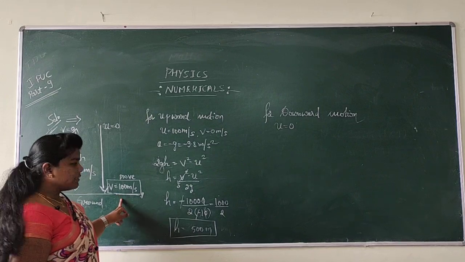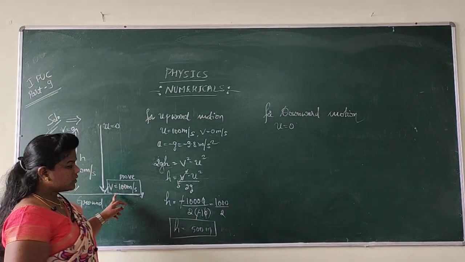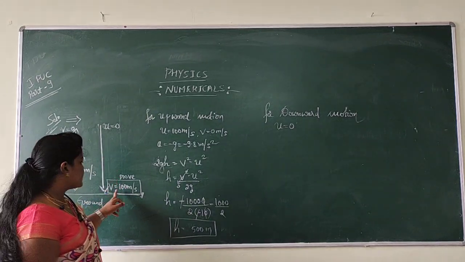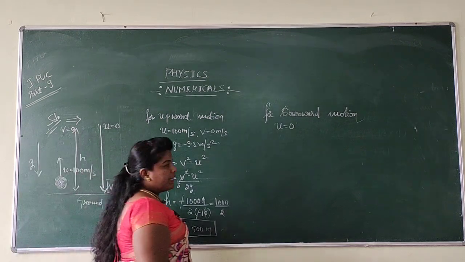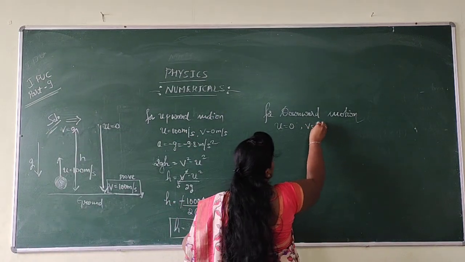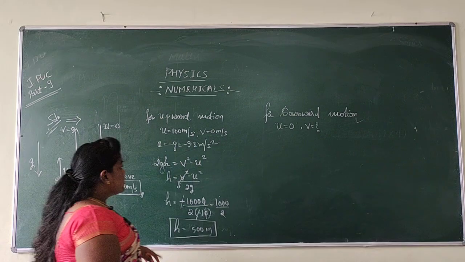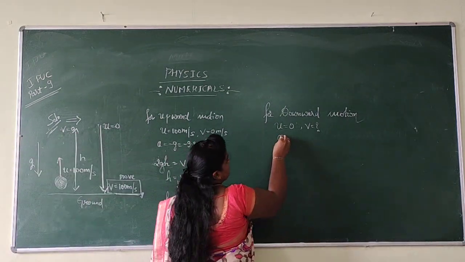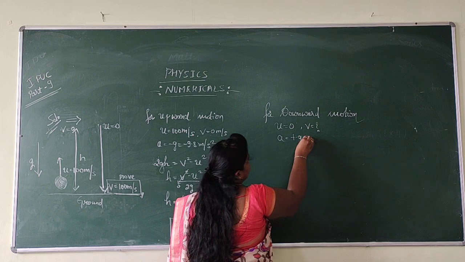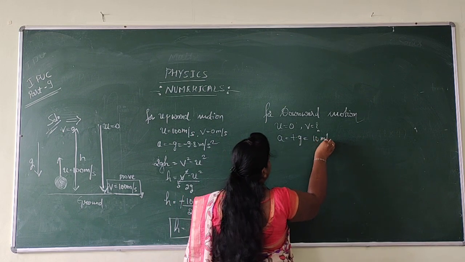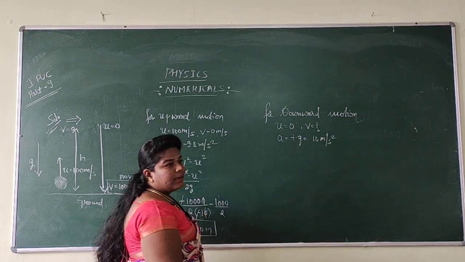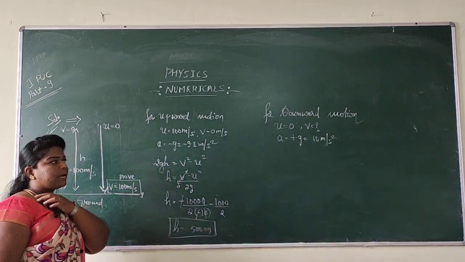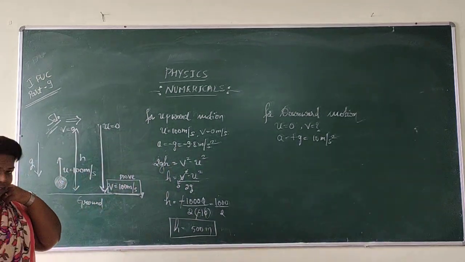Here they have not given V. In the question they said we should show that V is equal to 100. So we don't know V, just put V is equal to question mark. This is for the downward journey, so acceleration is always equal to plus g, that is equal to 10 meter per second square. For my calculation, I took 9.8 as nearly equal to 10.